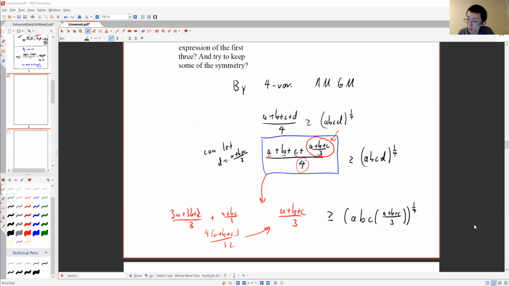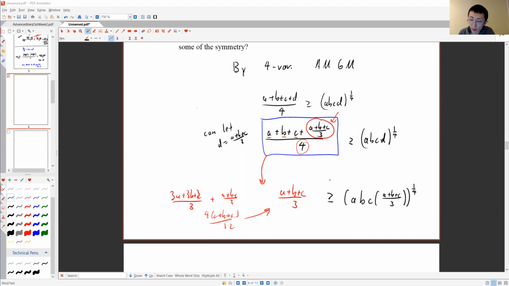Multiply by 12. So here we have, well, does anyone see how to finish from here? Like, what can we cancel from both sides? So this is like A plus B, this thing to the 1st power. And we also have this thing to the 1/4 power, right?